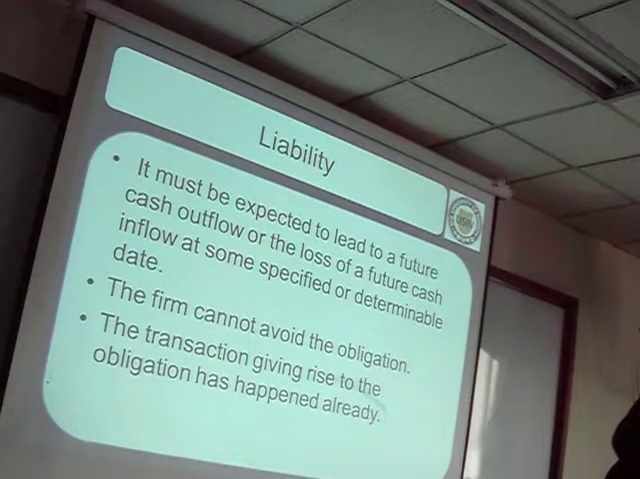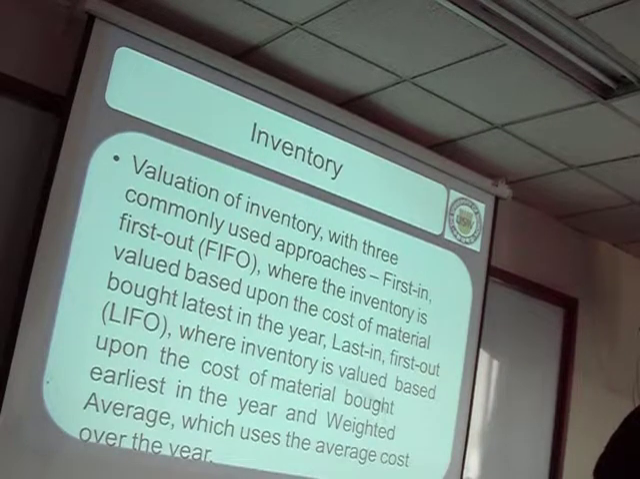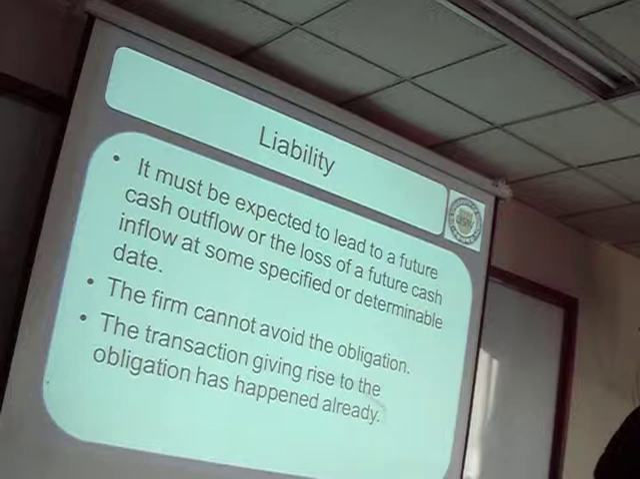So next is liabilities. So this is the definition of a liability. It must be expected to lead to a future cash outflow or the loss of a future cash inflow at some specific date. The firm cannot avoid the obligation, and the transaction giving rise to the obligation has happened already. So this is just the definition of a liability for accountants. So if we have this situation, then it means that we are going to put it in the liability section.